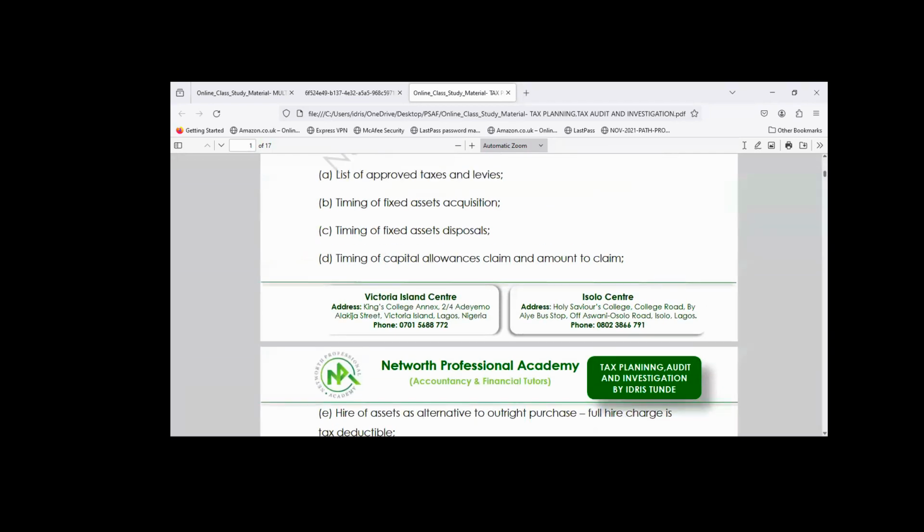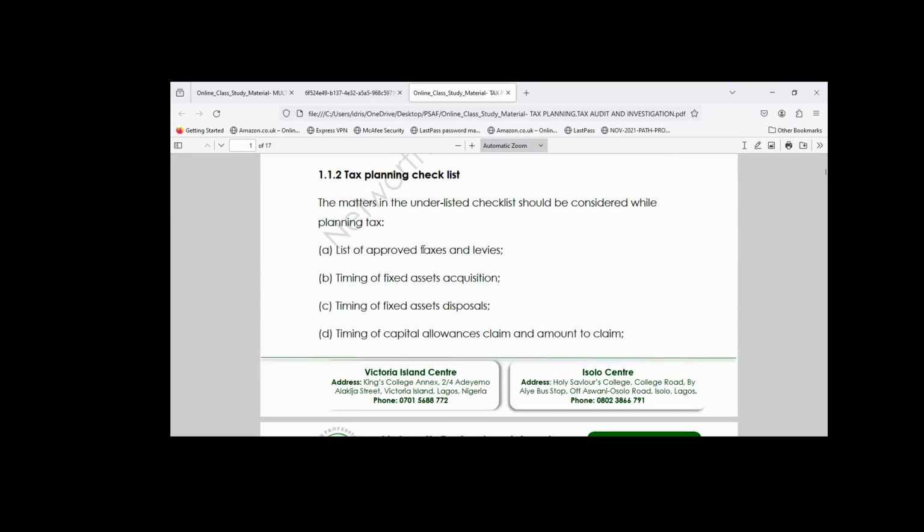You tell them, the company must first of all list the approved taxes that they must pay. And you list out the approved taxes for them. This company must pay company income tax, value-added tax, education tax, police development levy, personal income tax. You list it. You see, another means of planning is, you can mark this B and C together, they should time the acquisition of their fixed assets and disposal in order to gain capital allowance and balancing allowance. You do that. You develop it.